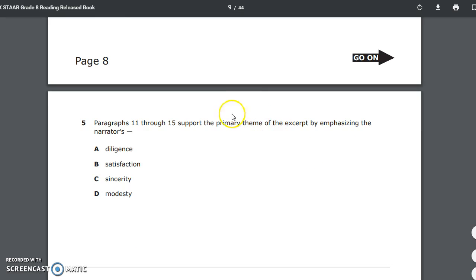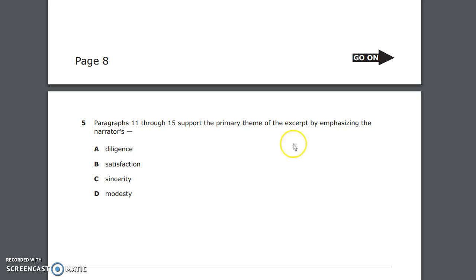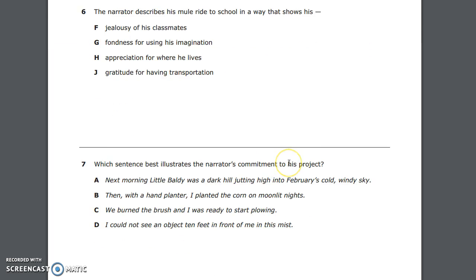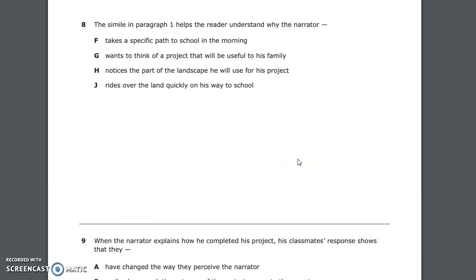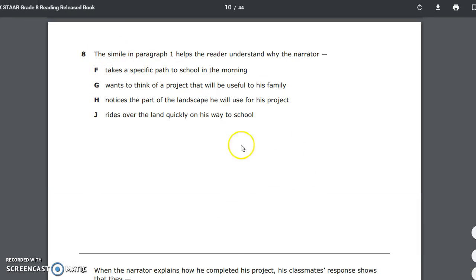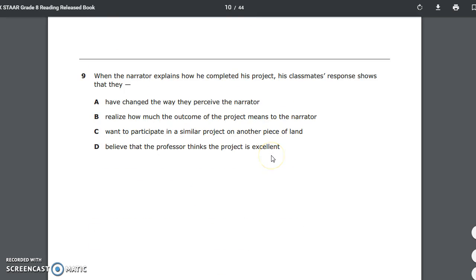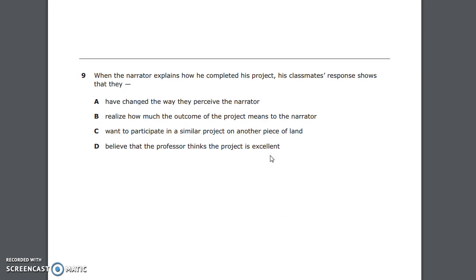Now let's look at this one. First of all, I see the term theme, so I know I'm going to have to think about theme and what is really the deeper meaning behind the story. But I also have some tough vocabulary words: diligence, sincerity, modesty. I may not know what those words mean. If I don't, I have to use my dictionary. This would be a great question to pull out my dictionary and look up all of those words before I make a decision. As you can see, with fiction, you're going to be looking at some literary elements: similes, imagery, characters' choices, theme, things like that. So keep that in mind if you see a fiction piece.